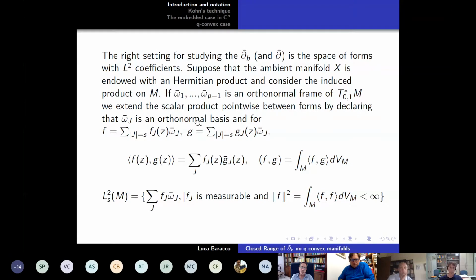And for two forms F and G, like this, we define the pointwise scalar product between F and G in this way, and we define the scalar product of F and G with this integral, where dVm is the volume form induced on M. So the space L2S of M is the space of S forms with measurable coefficients such that this integral here is finite. So L2S naturally is a Hilbert space.